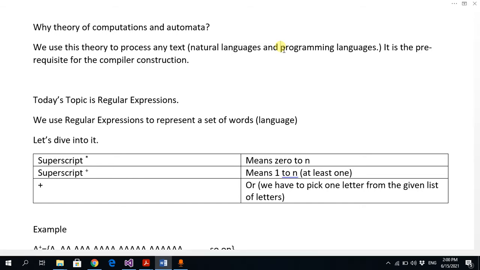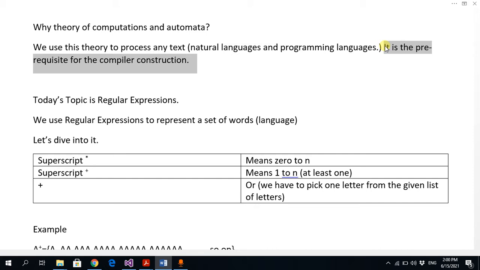And if you want to do some text processing for natural language, again this theory will be quite helpful for you. So in some way you can say that this course is actually the prerequisite for the compiler construction course. This is a theoretical course, and in compiler construction you implement these theories.